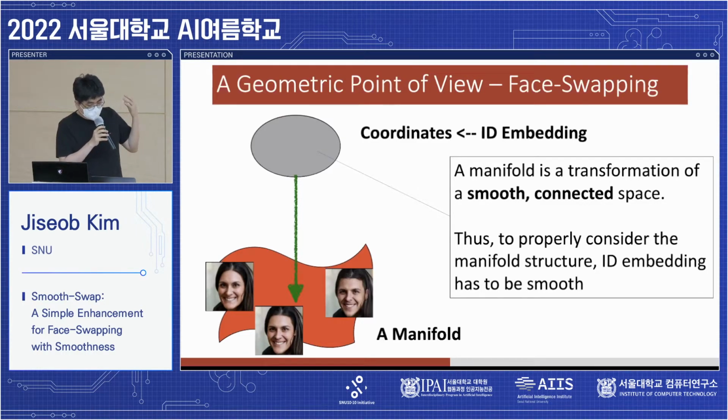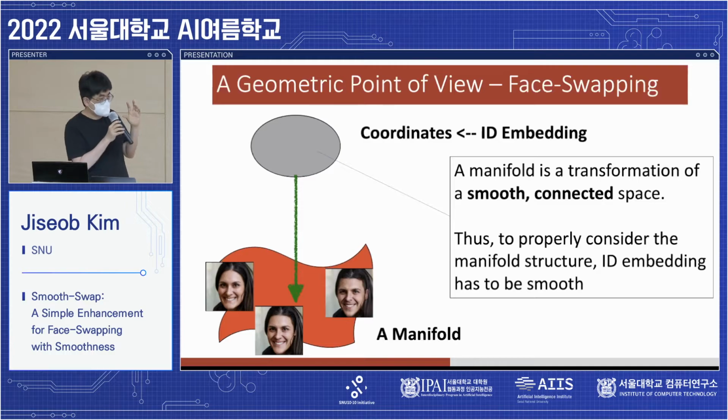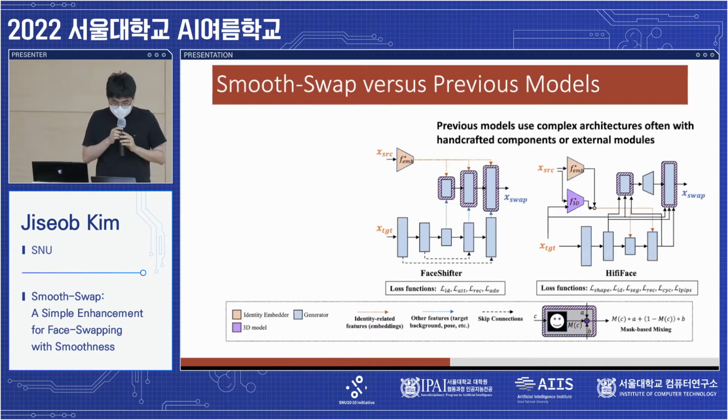But we are focusing on the identity embedding here because the manifold structure is due to the smoothly varying identities. We want the identity embedding space itself to be smooth enough, so that it can serve as coordinates for the manifolds. So that's another point of view from the geometric perspective.